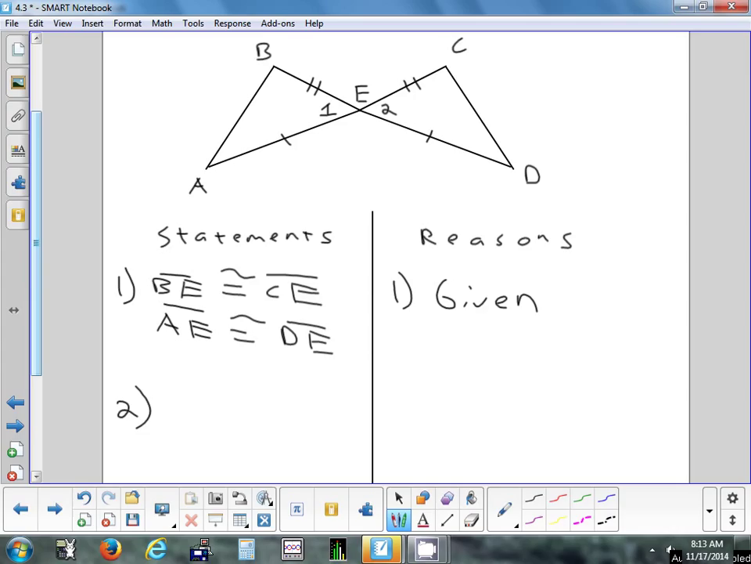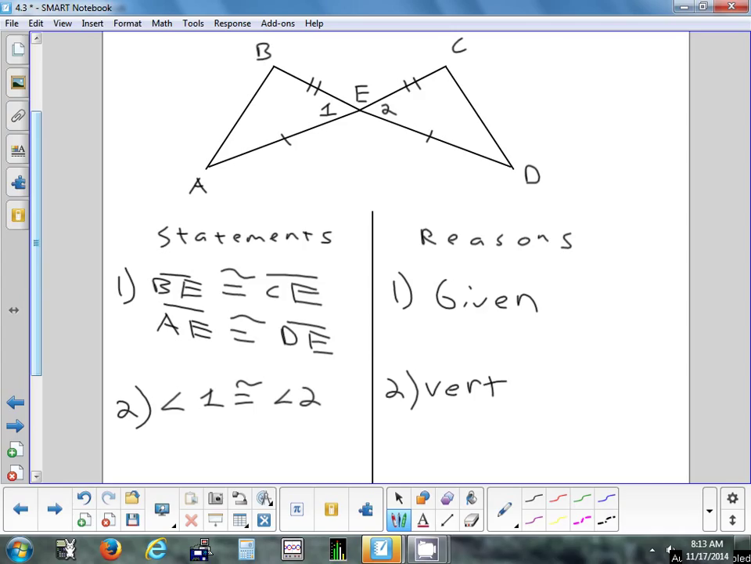But there's something else we can do here. Yep? Angle 1 and angle 2. Yes, angle 1 is congruent to angle 2. What's the reason for that? What kind of angles? Vertical angles? Yeah, they're vertical angles. Exactly.